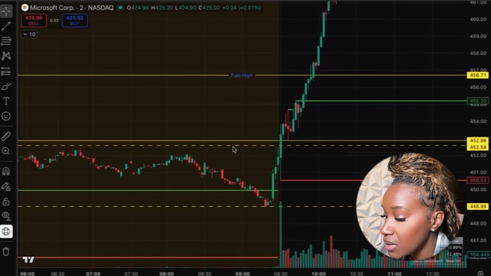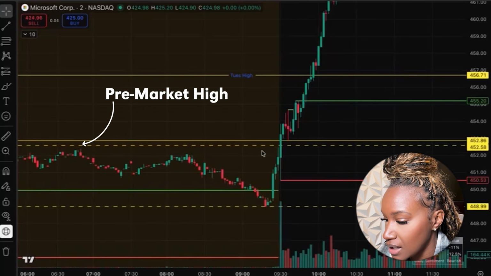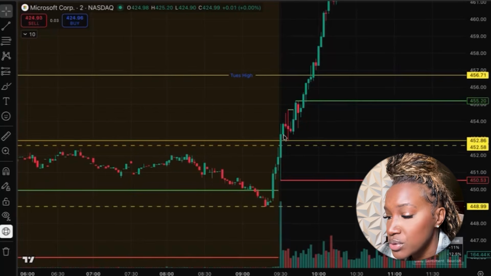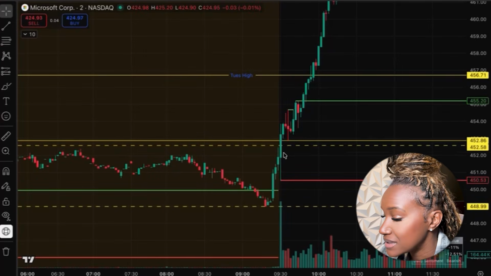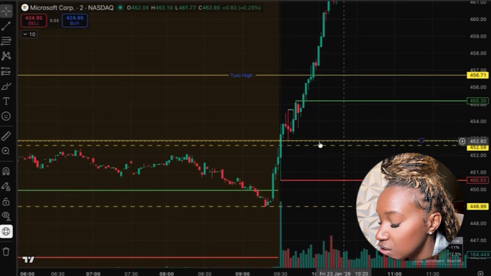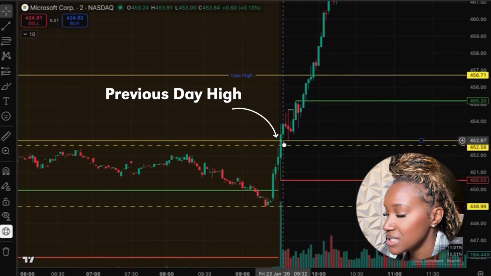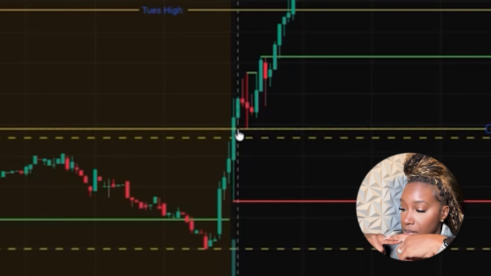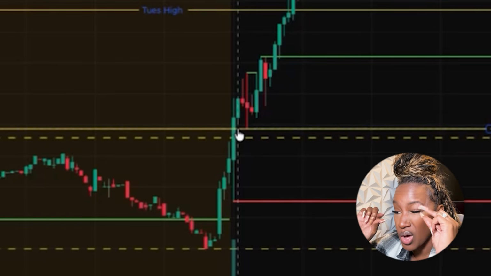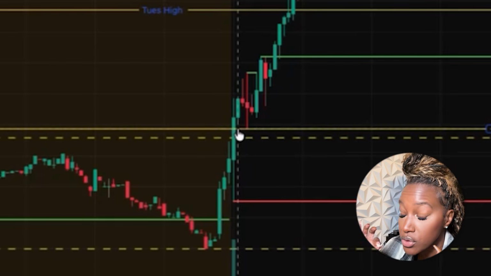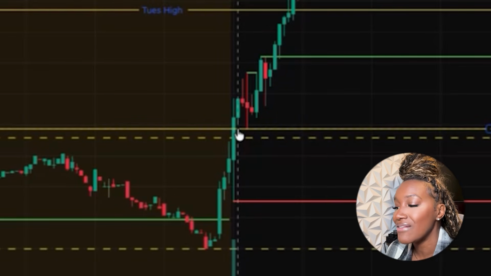So we have pre-market high right here, where this dotted line is. The market opens, my friends, and it pushes through pre-market high, which we like to see. Another level, this 452.86, is previous day high. Anytime I see previous day high and pre-market high line up and I see price break through that, I am always on alert, because if price can break through both of those critical levels, we might have a play to the upside.